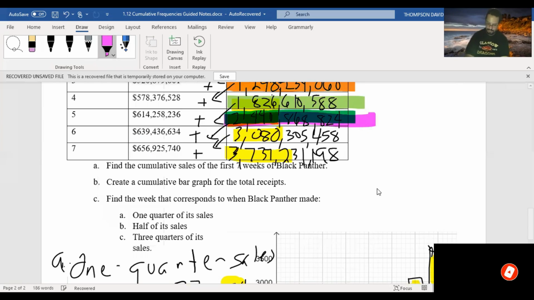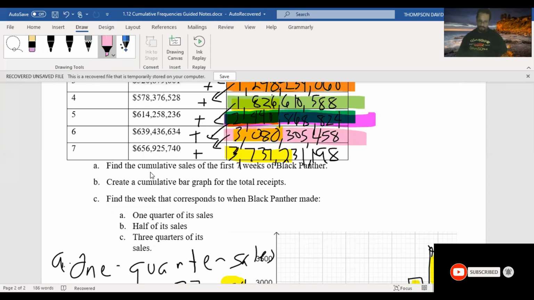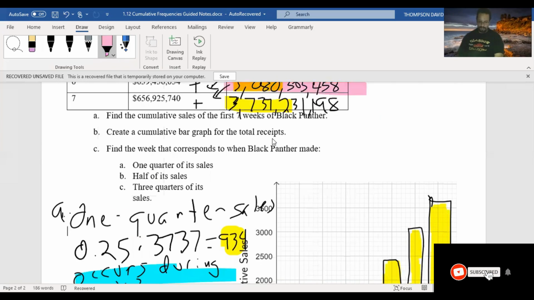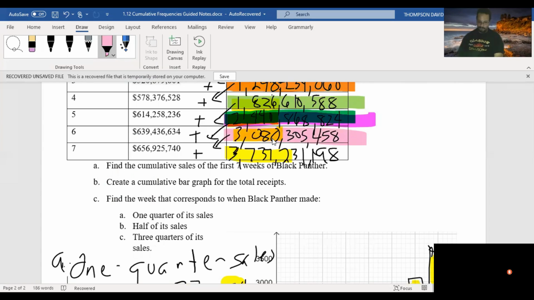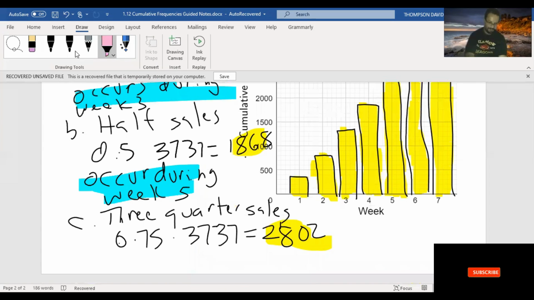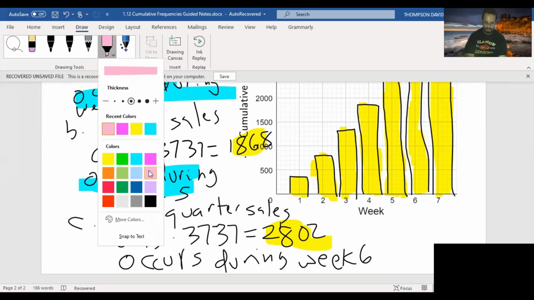So here's 2,440. And if we look at week 6, we've broken into 3,080. So 2,440 is not quite 2,802. That's at the end of week 5, so we have to go with week 6. So 3/4 of sales occurs during week 6, and we are done with the movie ticket sales problem.